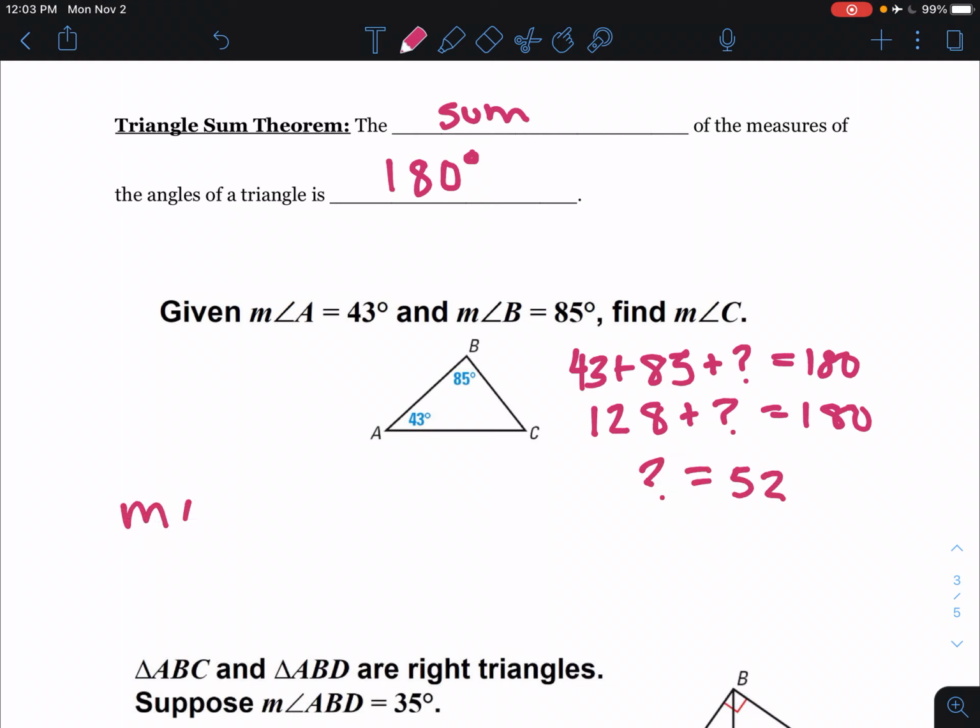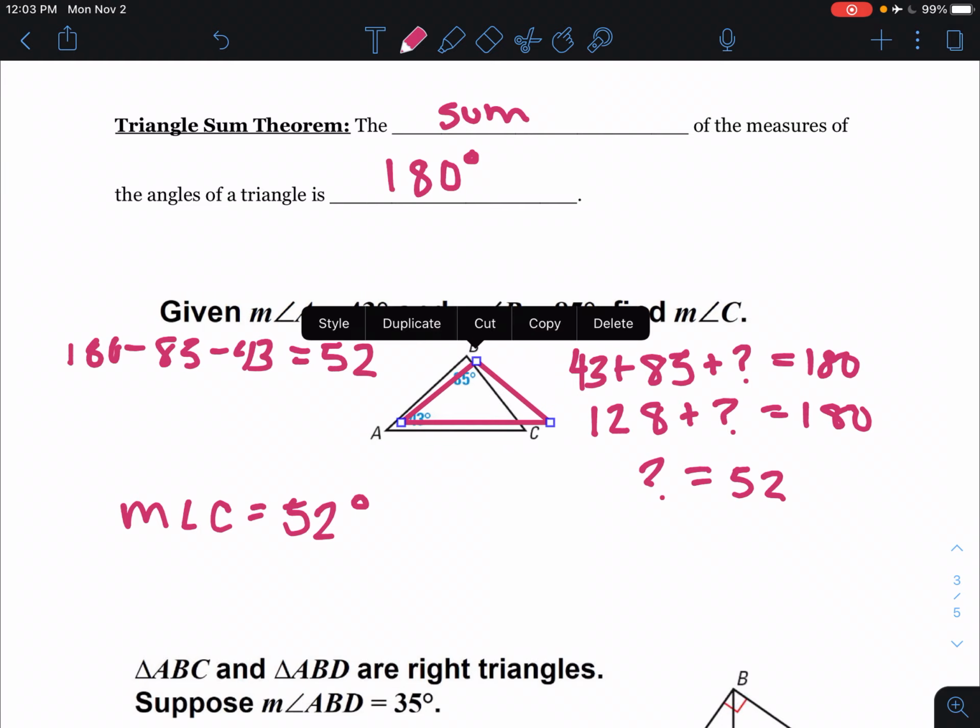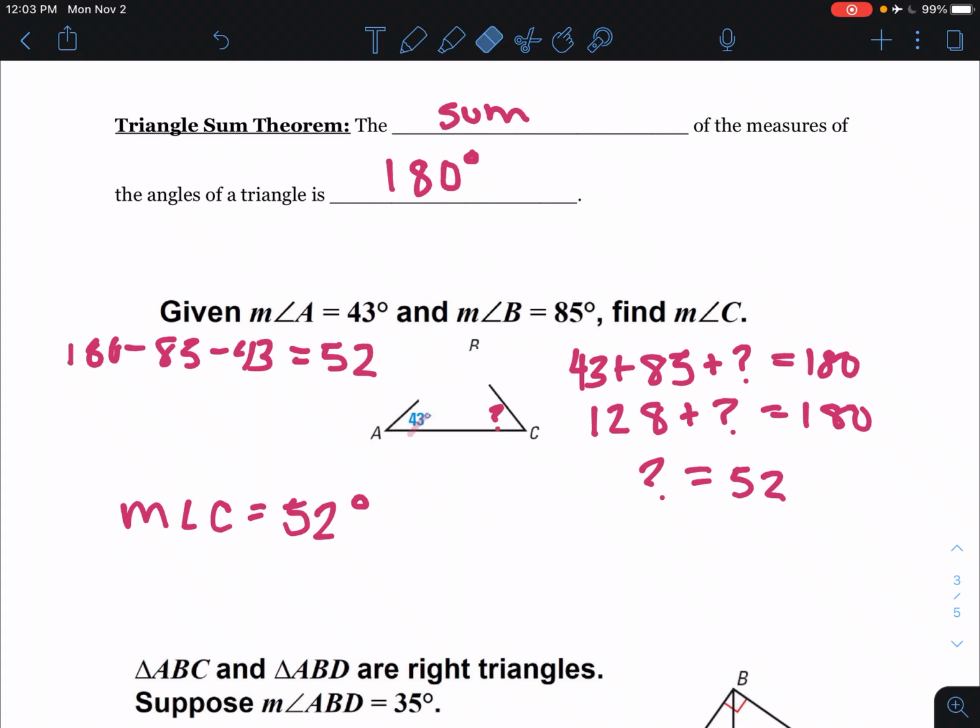That means that the measure of angle C is 52 degrees. You also could have solved it doing 180 minus 85 minus 43, which would also come out to 52 degrees. So you need the whole thing to be 180. You have this much so far. So you take away 85, take away 43, and then how much do you have left? So that's two different ways that you can solve for the angle measures in a triangle.